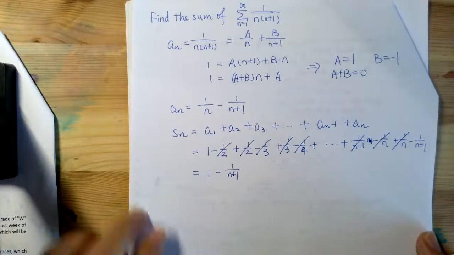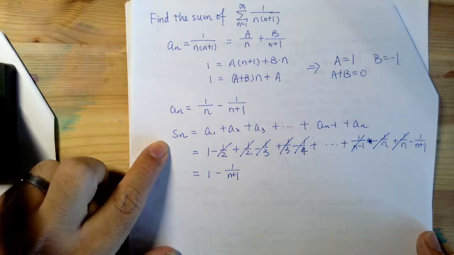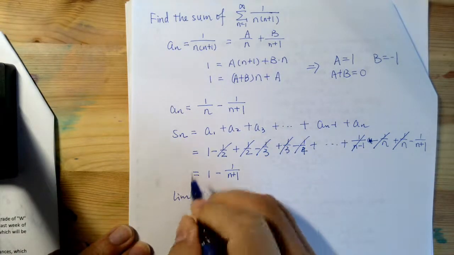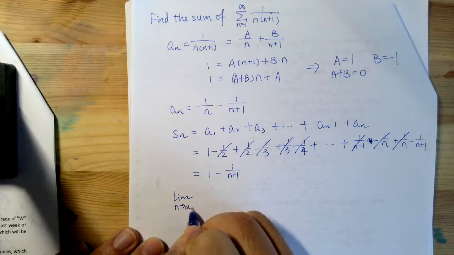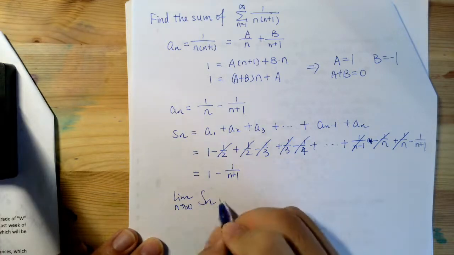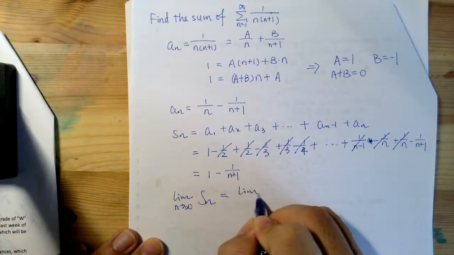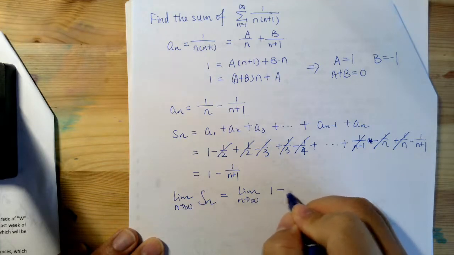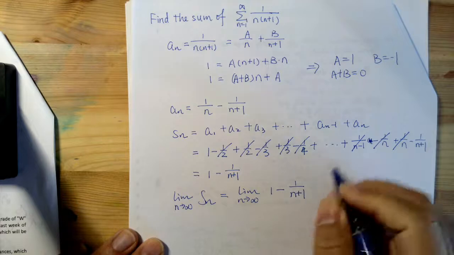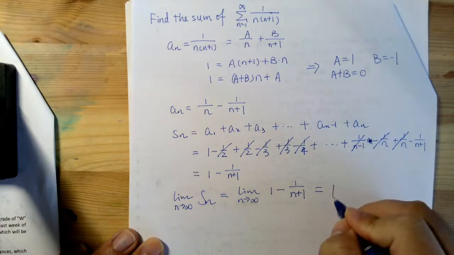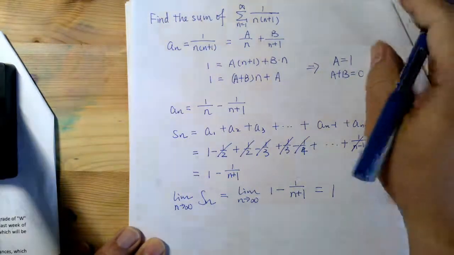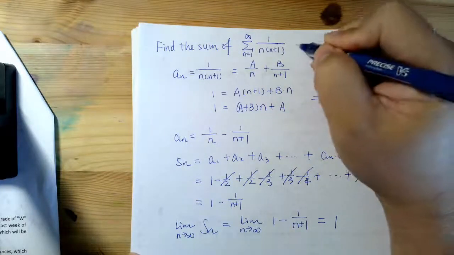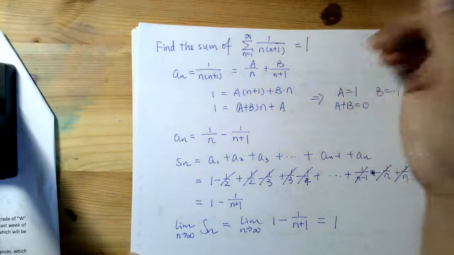Okay. And since this is the nth partial sum, when we take the limit as n goes to infinity, s of n, the nth partial sum, is going to be the limit as n goes to infinity of 1 minus 1 over n plus 1, and we know that this is going to equal 1. So that means the sum of this series is going to be 1.